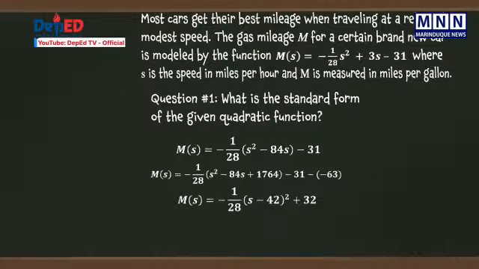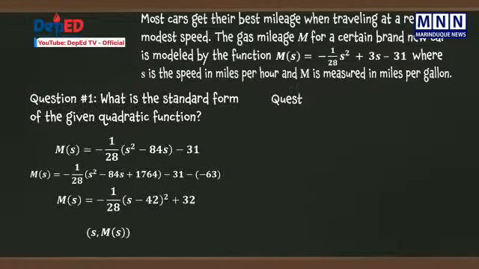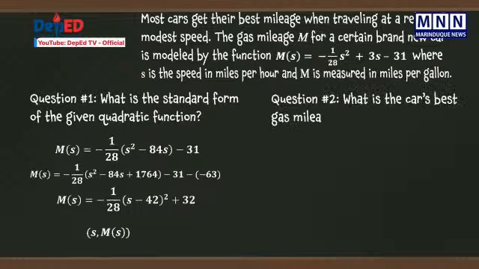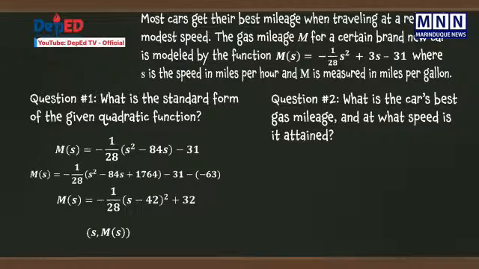Hence, the ordered pair s, m of s, tells us the mileage m of the car and at what speed s it is attained. Since the leading coefficient is negative, the function has a maximum value, and this value is the car's best mileage. Question number 2. What is the car's best gas mileage? And at what speed is it attained? For 15 seconds, go!